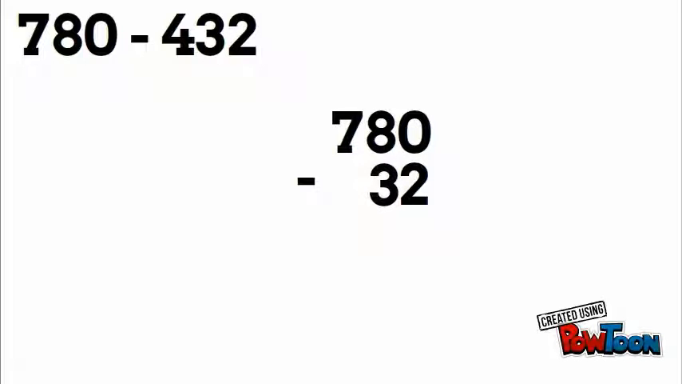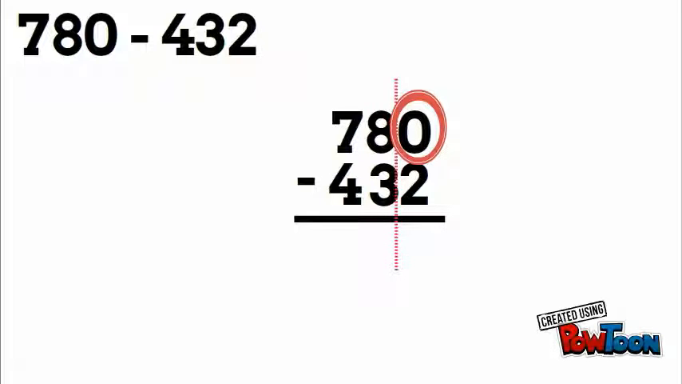Alright, let's look at how to do that with the written method. So again, write 780. We write our second number, being careful to line up by place values. We start in our ones, we see we can't take 2 away from 0, so we have to unbundle or borrow from the 8, so that becomes 7. Now we have 10 ones.